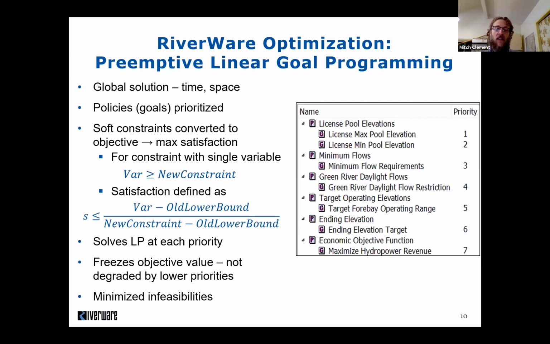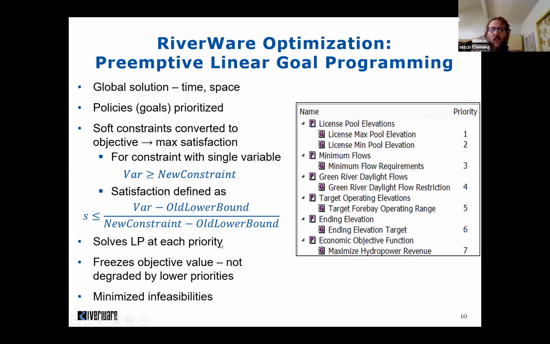Now the policy is formulated as a set of prioritized goals, where the goals once again use the same RiverWare policy language, and each goal contains either a set of soft constraints or a traditional objective function to minimize or maximize an objective. When the goal contains soft constraints, then RiverWare converts that into a derived objective where it defines a satisfaction variable, and then the objective maximizes that satisfaction.